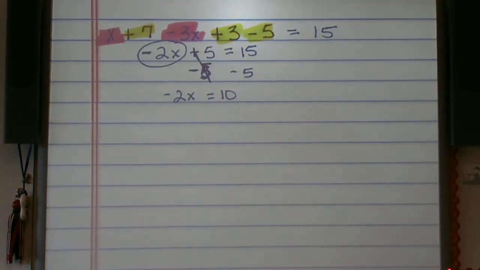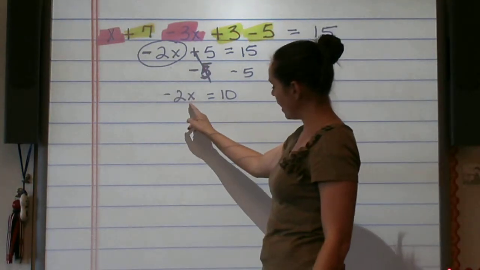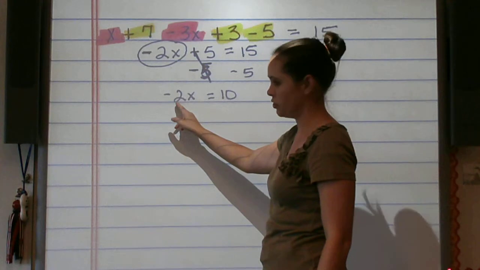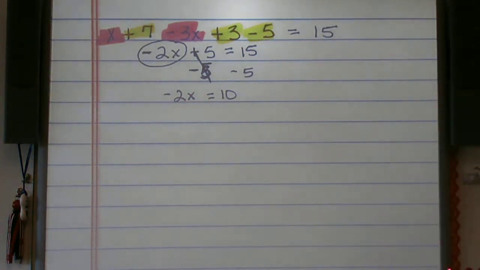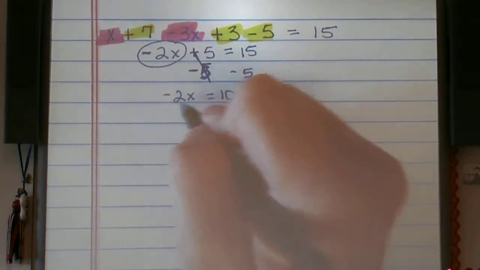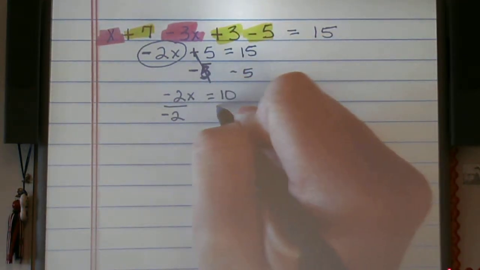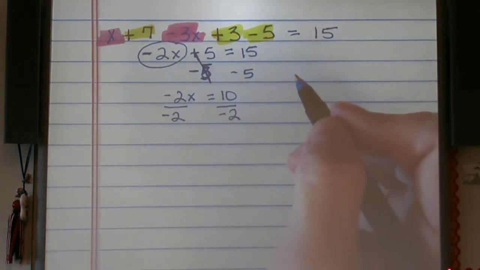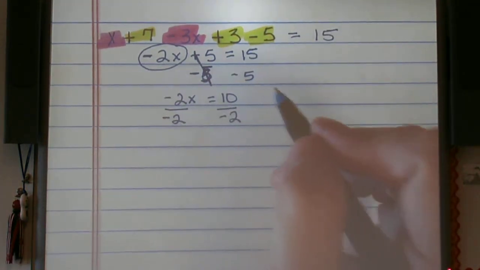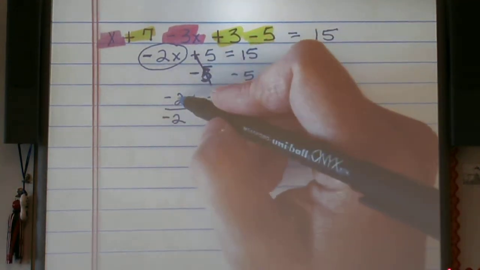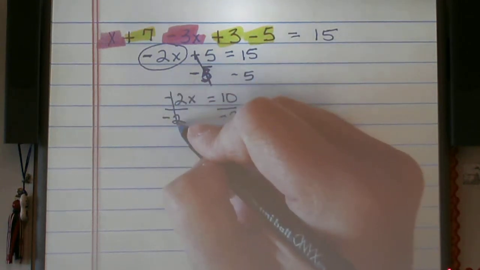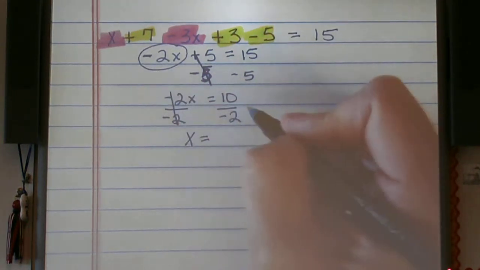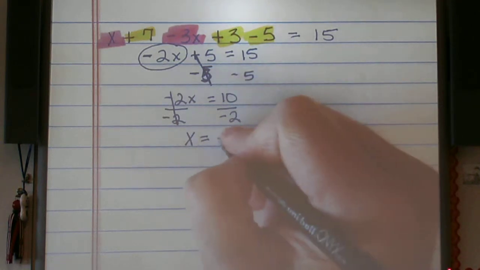And now I'm ready to divide. What's different about this one is now we're saying our variable x times a negative 2, which means to undo this multiplication, I need to divide both sides by negative 2. Not just 2, but negative 2, because negative 2 is the coefficient. Negative 2 divided by negative 2 is a positive 1. So that's going to cancel out and give us x equals, and 10 divided by negative 2 is going to give us a negative 5.